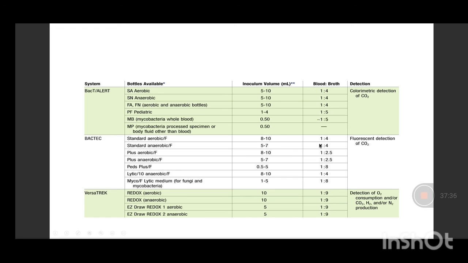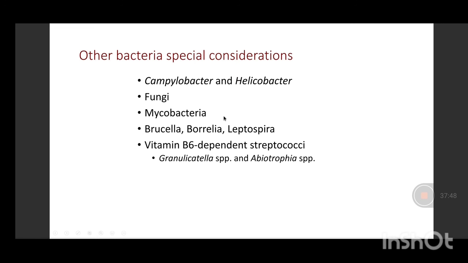the Campylobacter, Helicobacter, fungi, Brucella, nutritionally variant streptococci, they need special consideration or special antibiotics to be given to the patients.